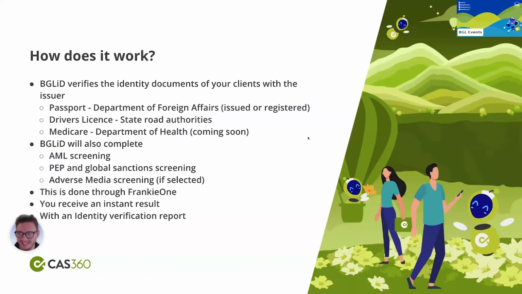Wrong way. So how does it work? BGL ID verifies the identity documents of your clients with the identity document issuer. If we're talking about passports here, we're talking about the Department of Foreign Affairs. And here it's either if the passport was issued by the Australian government or is registered with the Australian government. When I say registered, that would include foreign passports that are registered in Australia.